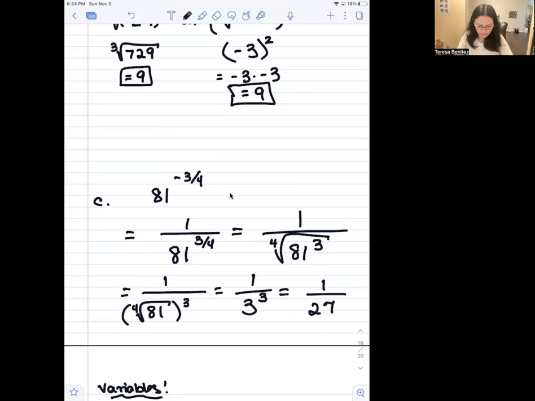Let me check my notes to see if that's what I posted. And yes, sometimes I mess up and I am sorry for that. Yes, I posted 1 divided by 9 and that is wrong. It's 1 divided by 27. Okay? All right, our next examples now have variables.